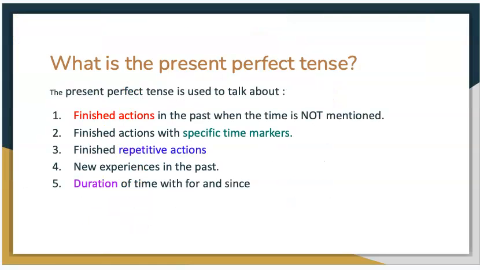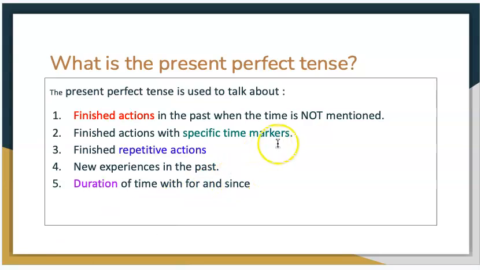Now, why do we use the present perfect? We already know how it looks, but why do we use it? We use the present perfect to talk about finished actions when the time is not mentioned. We don't care about when this action took place. We use the present perfect with very specific time markers, like before, recently, already, yet. We use the present perfect to talk about repetitive actions, when something has been completely done in the past.